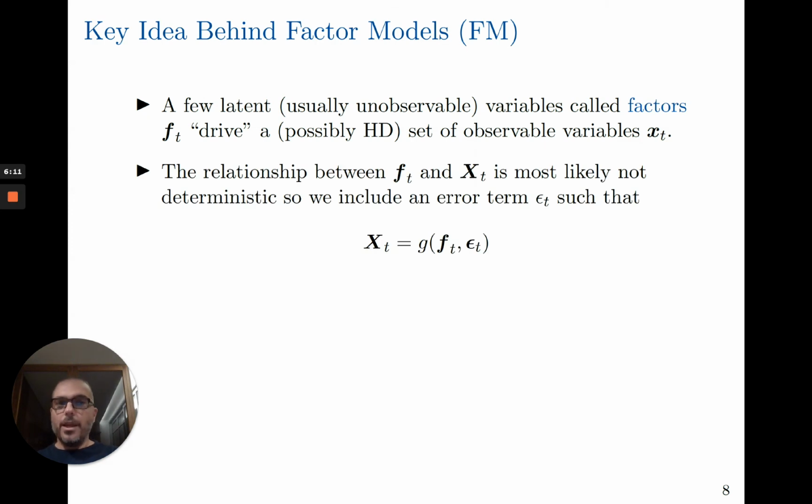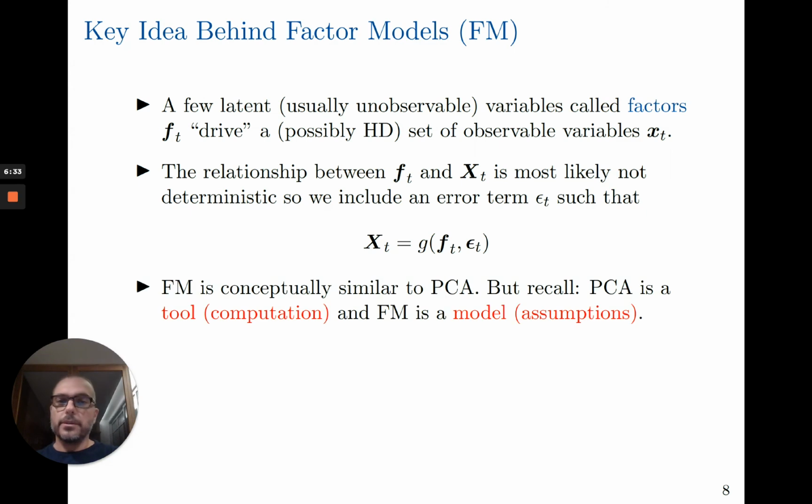Okay? And the relationship between the factors and the axis is not deterministic, so we may include an error term. So basically you're saying that x is a function g of f, these latent driving forces that we do not observe, plus a random component. Okay? So in conception it's similar to PCA, okay? But here's the main difference.